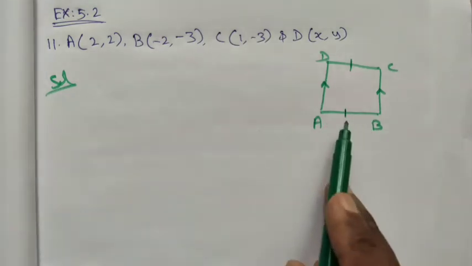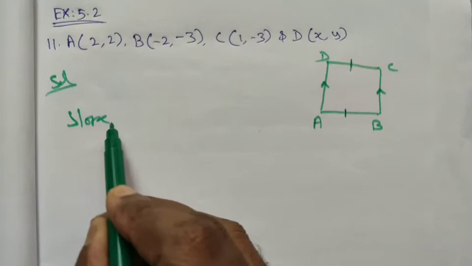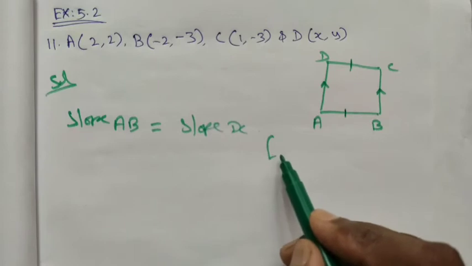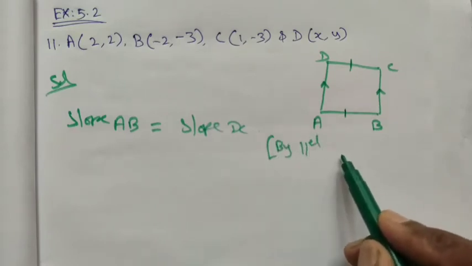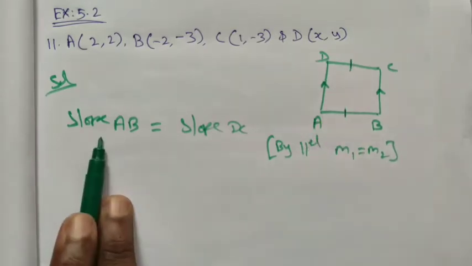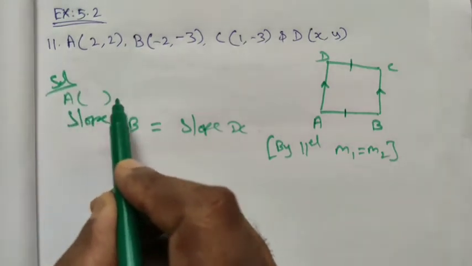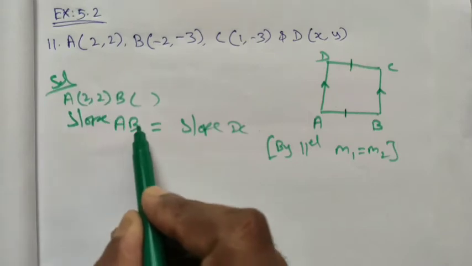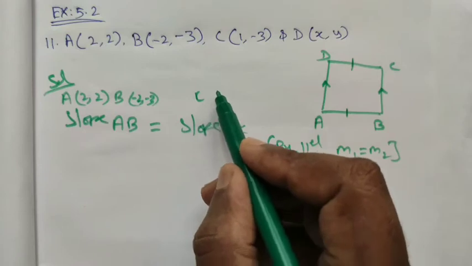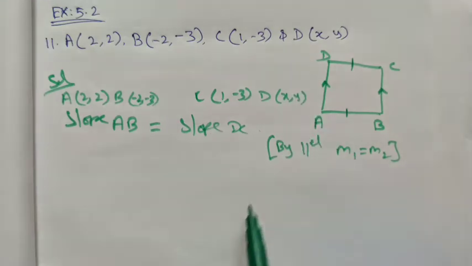First I take this AB. AB is parallel to DC. Therefore slope AB is equal to slope DC by the parallel condition. By parallel we know that M1 is equal to M2, slope 1 is equal to slope 2. So slope AB is equal to slope DC or CD. Here I take the points A, B: 2, 2 and then minus 2, minus 3. Here I take the points C and D, or D and C, whatever it may be: 1, minus 3 and then D point is x, y.